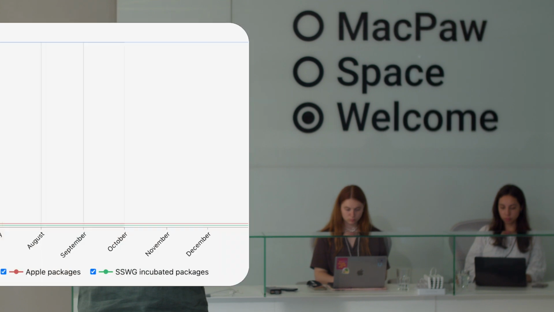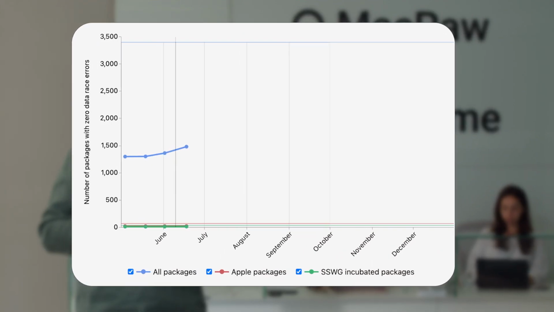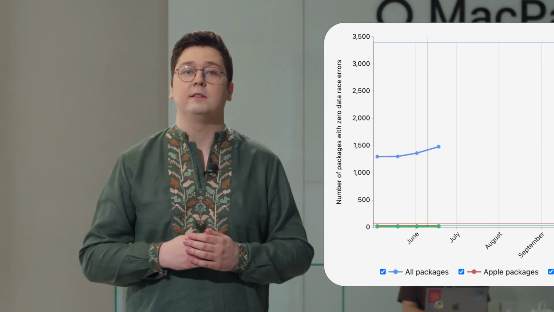However, full data race safety requires support by all third-party dependencies. That's why Swift Package Index now includes information about Swift 6 support and thread safety of packages. Unfortunately, after testing all available SPMs on the site, only 1,500 are free from data races, while over 70,000 have diagnostic errors.